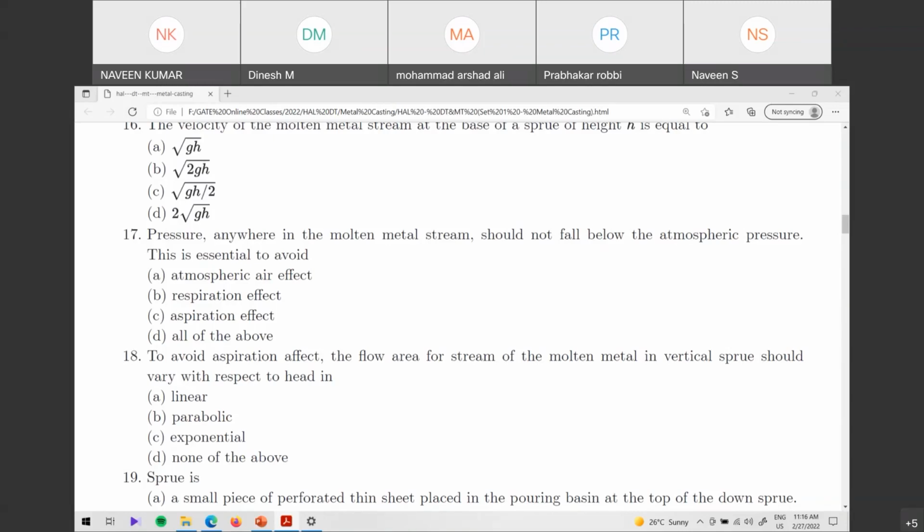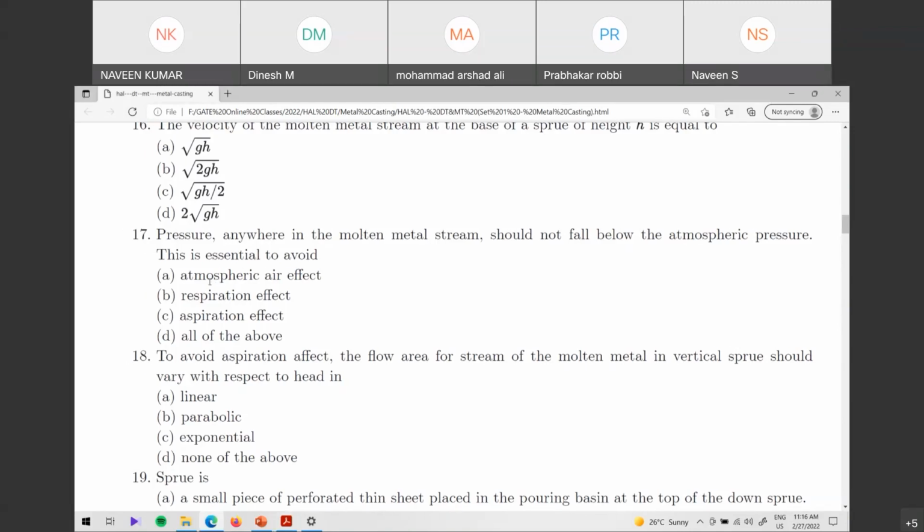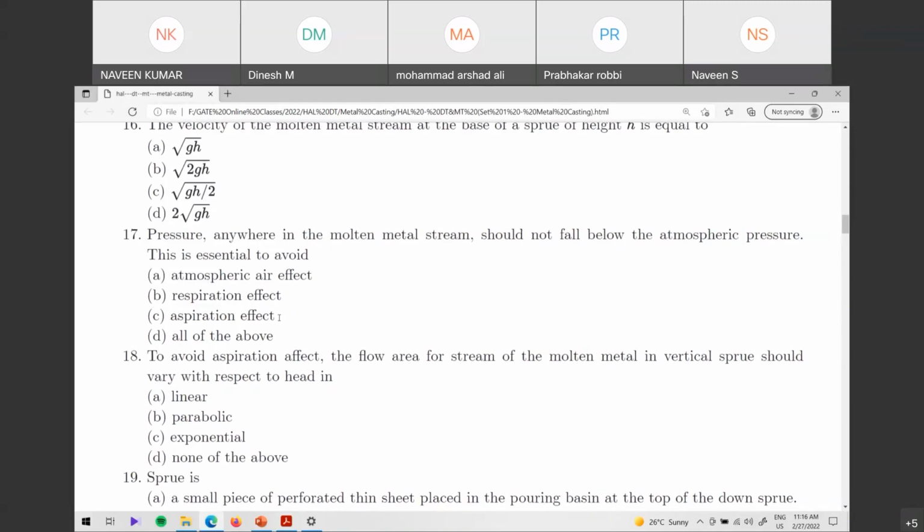Yes, yes. It is the air aspiration effect. It's easy. Pressure anywhere in the molten metal should not fall below atmospheric pressure. You don't want any negative pressure, and that is what we want to avoid, the air aspiration effect.